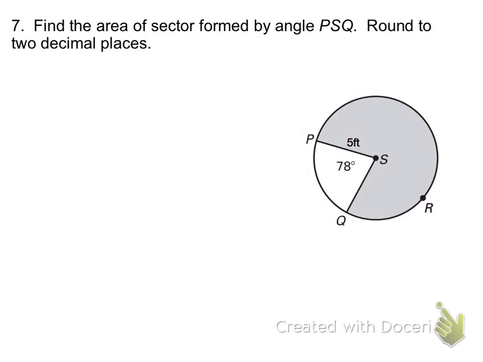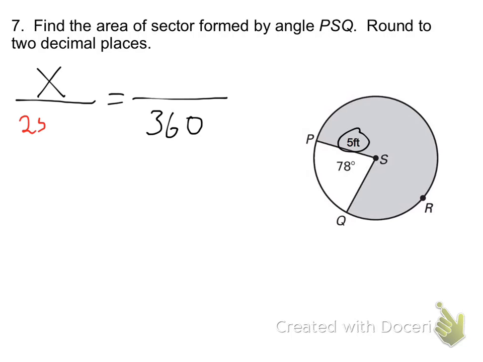For this one, let's go ahead and set up what we know. We always know that we're going to be looking for our area up there, and our total degree measure is 360. For our area of the circle, they gave us a radius of 5. So I need to plug in 5 squared is 25, so 25 pi. That's just the area of the total circle. And if this is 78, then this arc is 78 degrees.